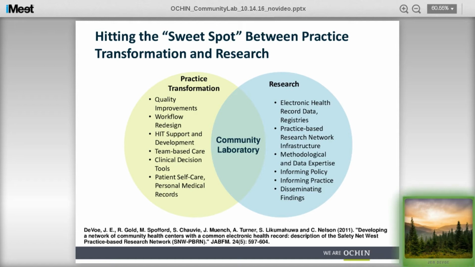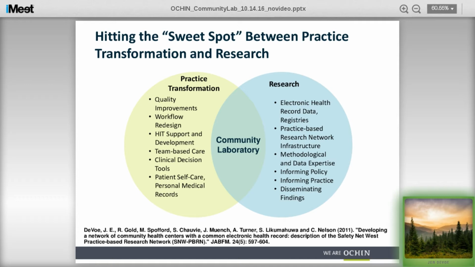So one of the things that we envisioned, and that we're very excited has been happening in OCHIN's community laboratory, is hitting a sweet spot between practice transformation and research. And that's really where the community laboratory thrives. It's a laboratory that's providing the resources, the expertise, the innovation to support practice transformation work like quality improvement, workflow redesign, health information technology support and development, all of these exciting things that we're doing within patient-centered medical homes and enhanced primary care.